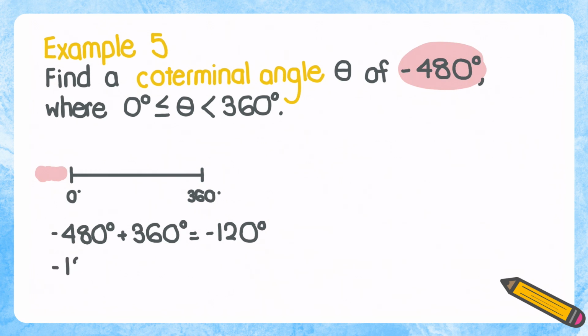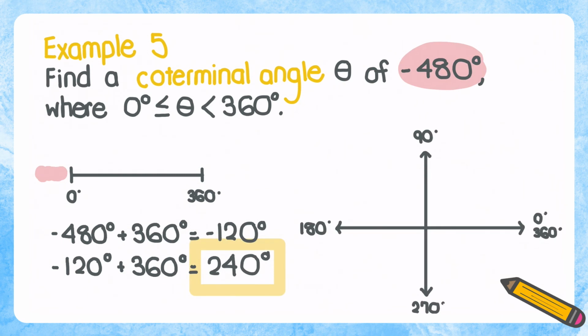So since it's less than 0 degrees, we're going to add another full circle, so another 360 degrees, and we get 240 degrees. So 240 degrees is a coterminal angle of negative 480 degrees.